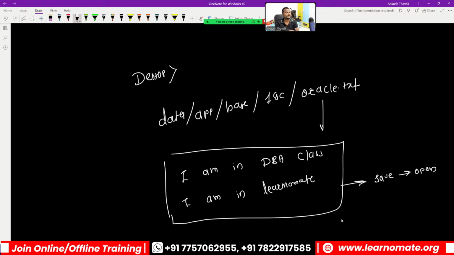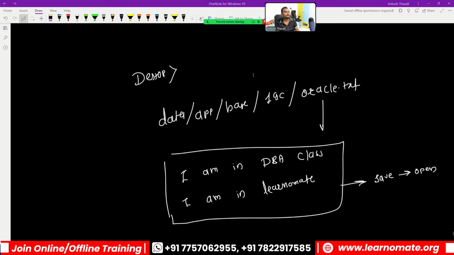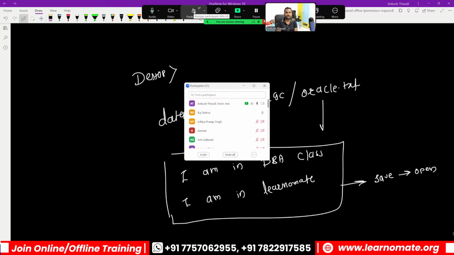Any confusion here? No, sir. Okay. So if you do not have that directory structure, you can create a directory structure, create a file with the name oracle.txt, add the two lines, save it and open it. Okay. Let's do that. Please go on mute those people who have some background noise.